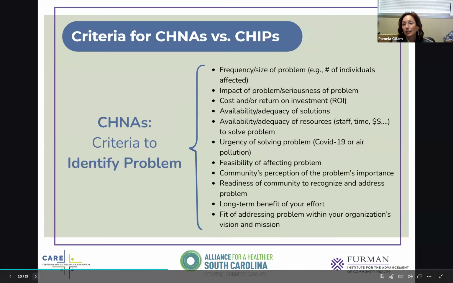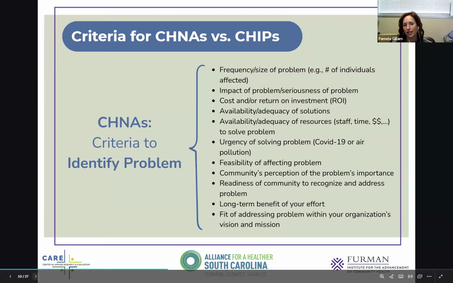So just to say that this is a list that I've compiled. The National Association for City and County Health Officials has a great list. I've also gotten other criteria from other lists that I've come across. And these that you see here are commonly used as part of a community health needs assessment when we're really trying to create some criteria around prioritizing health issues or health problems, okay?